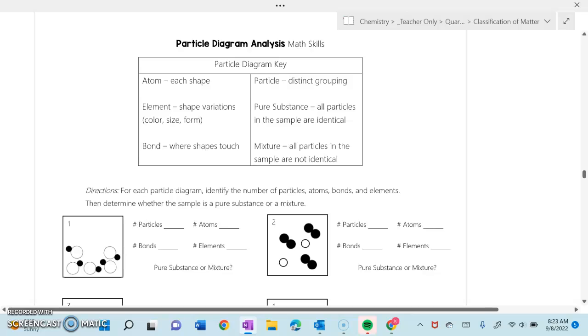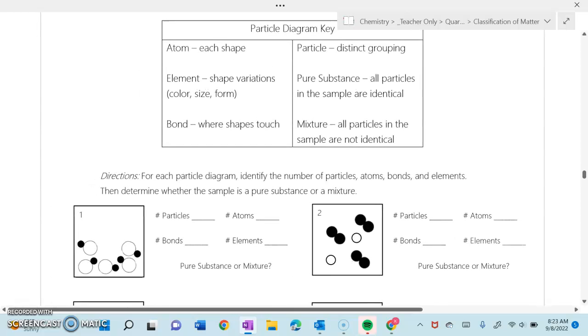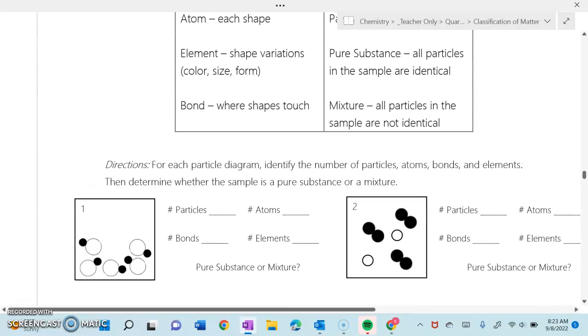Let's take a look at this first picture for number 1. We said that an atom is each shape. Let's just count our shapes. 1, 2, 3, 4, 5, 6, 7, 8, 9, 10 total circles in this picture. 10 atoms. Elements are the shape variations. We have 2 different elements in this particle diagram. We have the larger white circle and the smaller black circle. So there are 2 elements present. Bonds are where shapes touch. So we have 1, 2, 3, 4, 5 different chemical bonds holding together our particles.